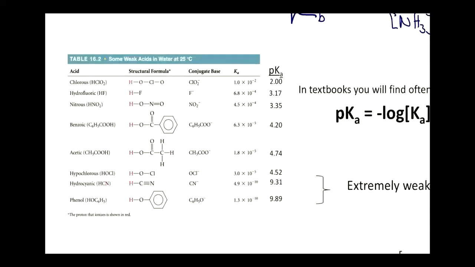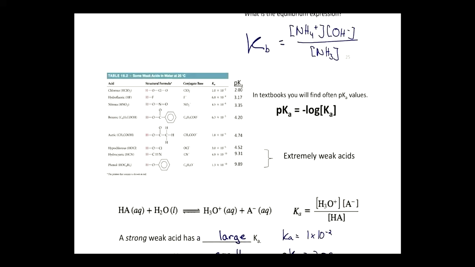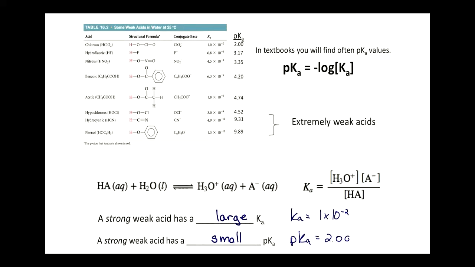So what we see here is that the magnitudes of Ka also tell us the relative strength of these acids. Large Ka values, I have it down here, all right? A strong weak acid, so a weak acid that is fairly acidic, that donates a lot of its protons, typically has a large Ka value, right? Because Ka and pKa are related by that negative log function, a strong weak acid also has a small pKa value.